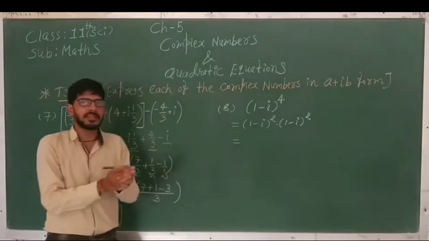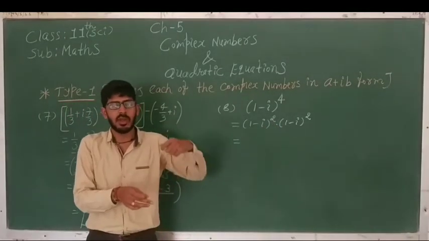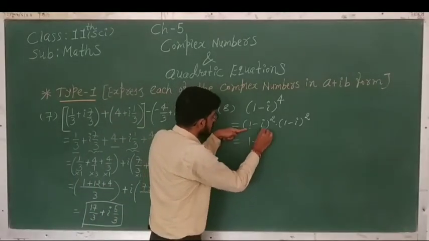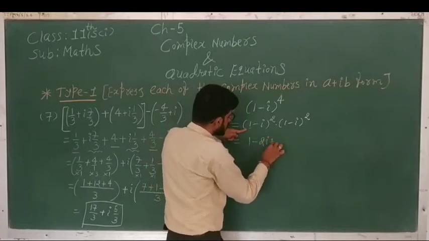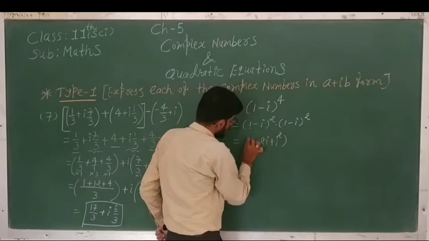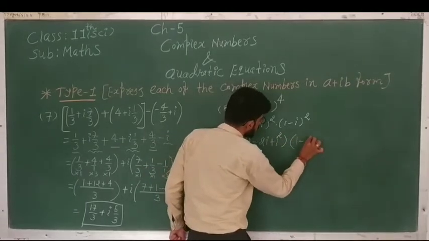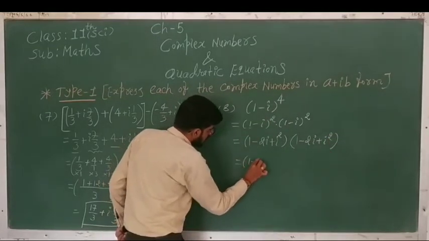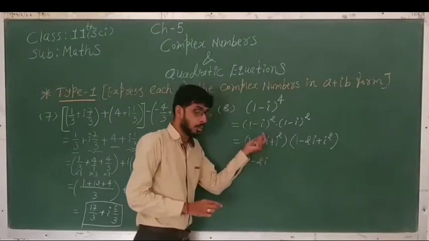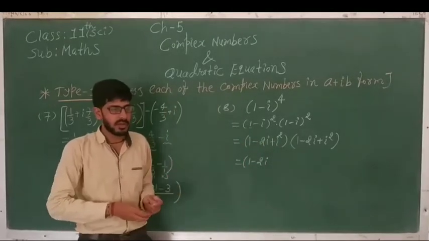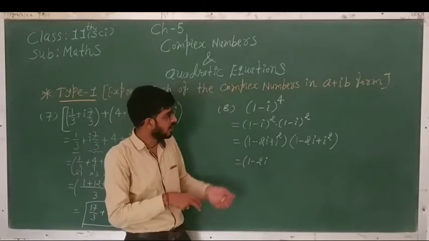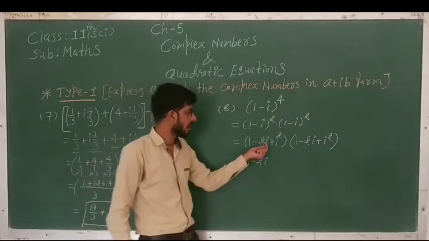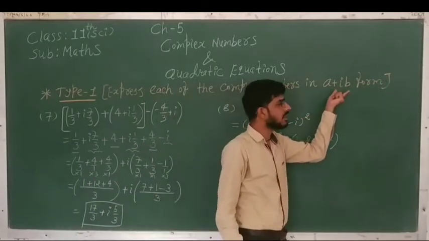We have to use (a − b) whole square, which gives a square minus 2ab plus b square. Here the value of a is 1, so 1 square, 1 minus 2i plus i square. Same thing here: 1 minus 2i plus i square. Now put the value of i square. Again I will repeat: keep in mind we have to put the value of i square, i cube, i raised to 4, i raised to 5 and so on. Don't put the value of i, because we have to arrange in a + ib form.